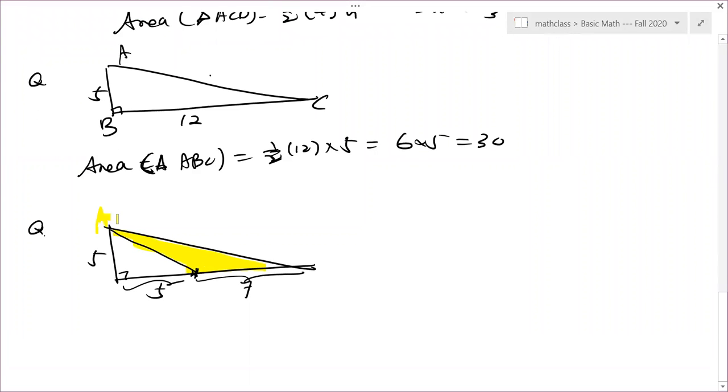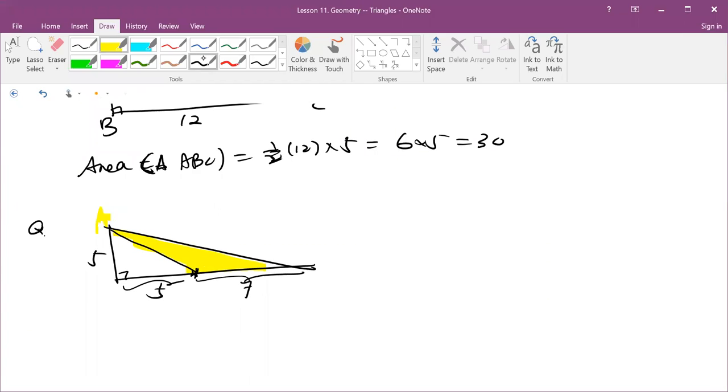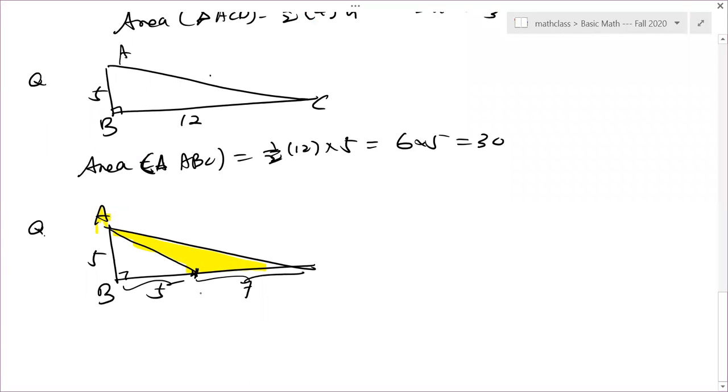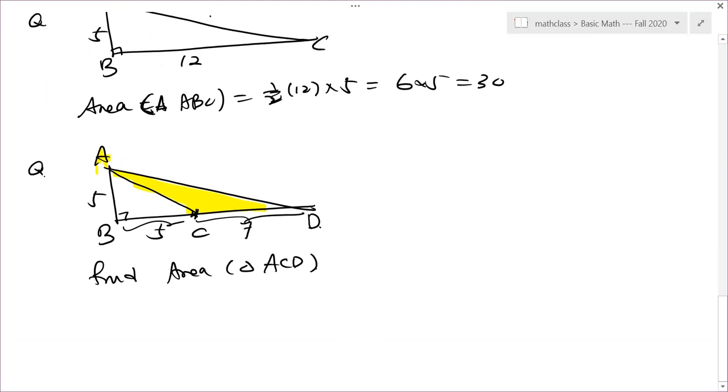This is A, B, C, D. Find the area of the triangle, delta ACD. Can you do that?